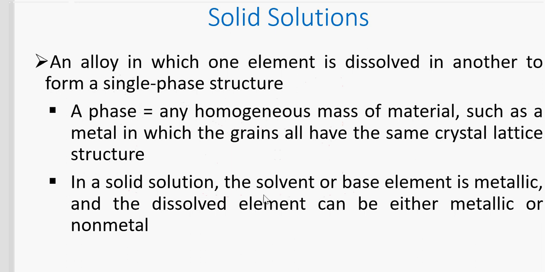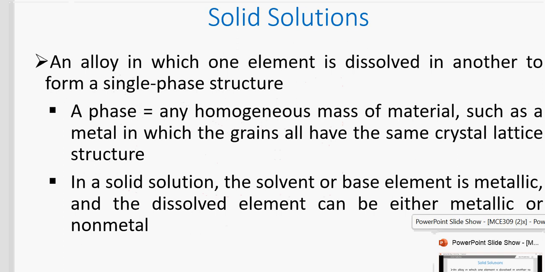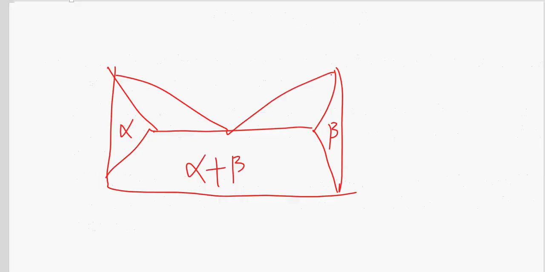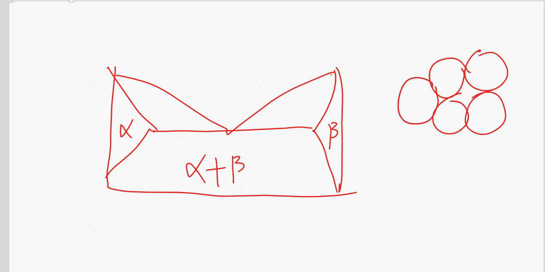In a solid solution, the solvent or base metal is metallic. That's why I said an example can be iron and carbon, or copper and nickel. An example here is steel: iron and carbon.